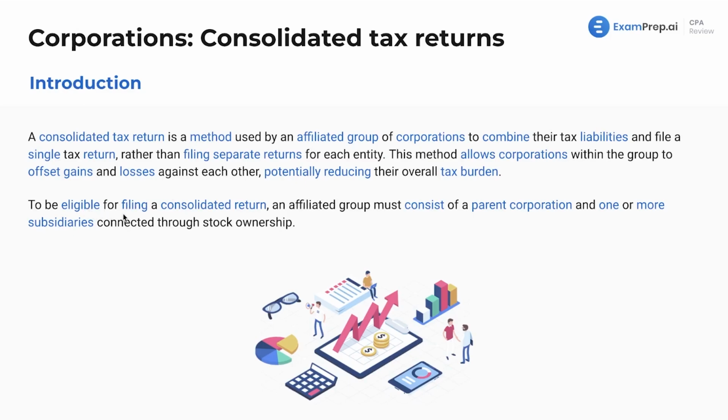Now, to be eligible for filing a consolidated return, an affiliated group must consist of a parent corporation and one or more subsidiaries connected through stock ownership. That's what an affiliated group is going to be, super broad in general. Let's keep diving in and see more.